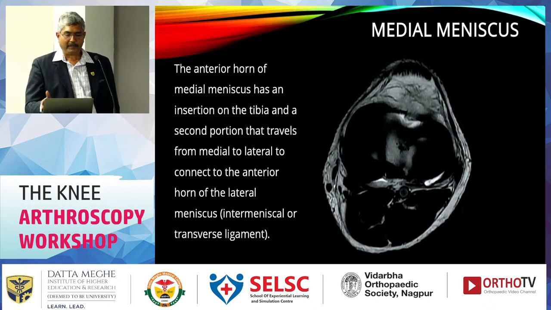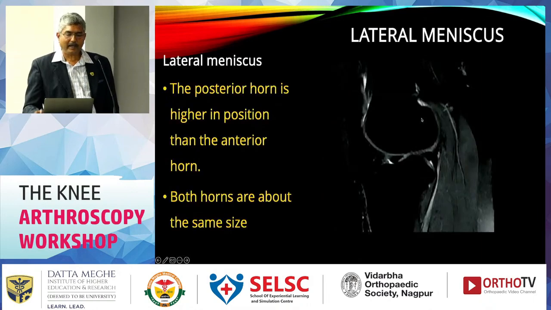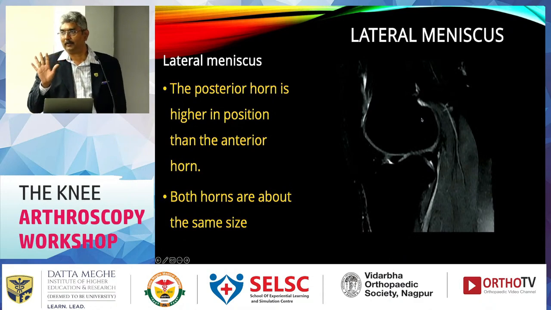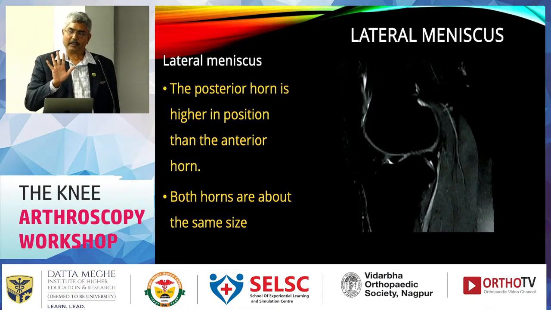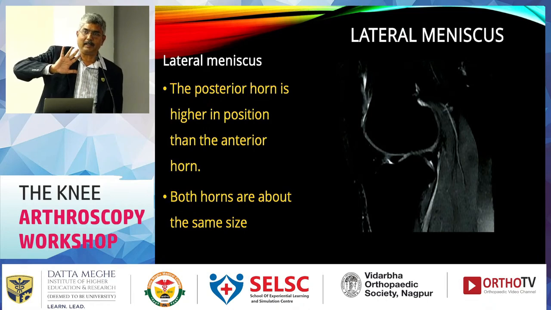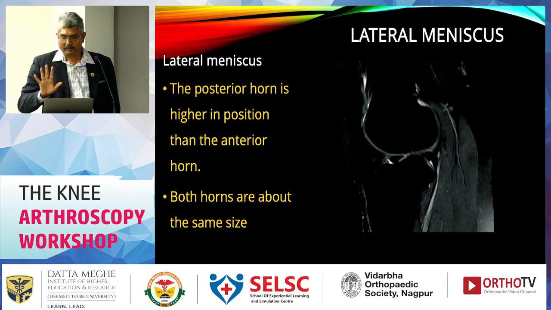Then medial meniscus and lateral meniscus, they are entirely connected. So this one is the intermeniscal transverse ligament, what is seen frequently. Lateral meniscus, both horns are of equal height. Both horns are equal, but posterior horn is at higher level as compared to the anterior horn.